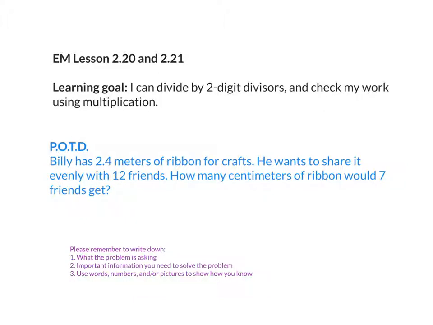Today is Wednesday, November 14th, and as you can see, we're combining two different lessons. We're doing Eureka Math Module 2, Lesson 20 and Lesson 21. The reason why we're going to squish them together and combine them is because they are very similar. Okay? In both of those lessons, your learning goal is that you should be able to divide by two-digit divisors, kind of like what we were doing yesterday, yes? And also check your work using multiplication.